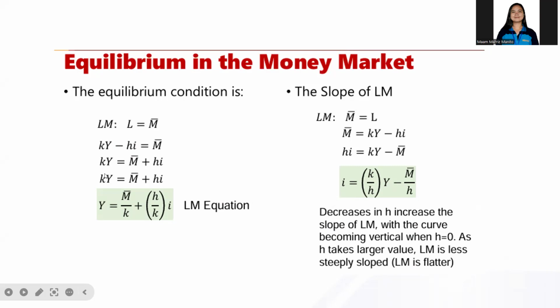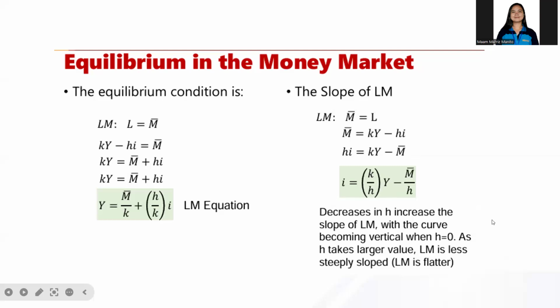If we want to separate Y, or the output, we will transfer K to the other side, so we multiply on both sides. So we'll have the LM equation: Y is equal to money supply divided by K plus H divided by K multiplied by the interest rate. And with this LM equation, we will now have the slope of LM, that is interest is equal to K divided by H multiplied by Y minus M divided by H.